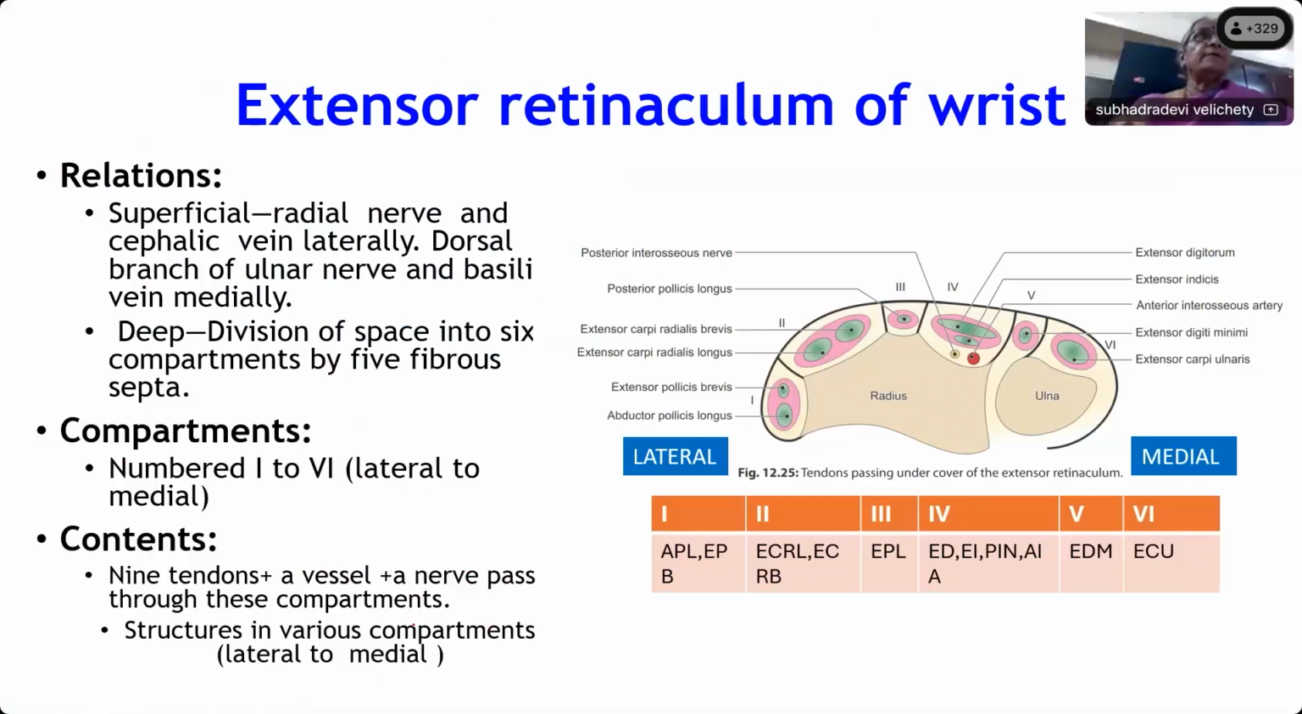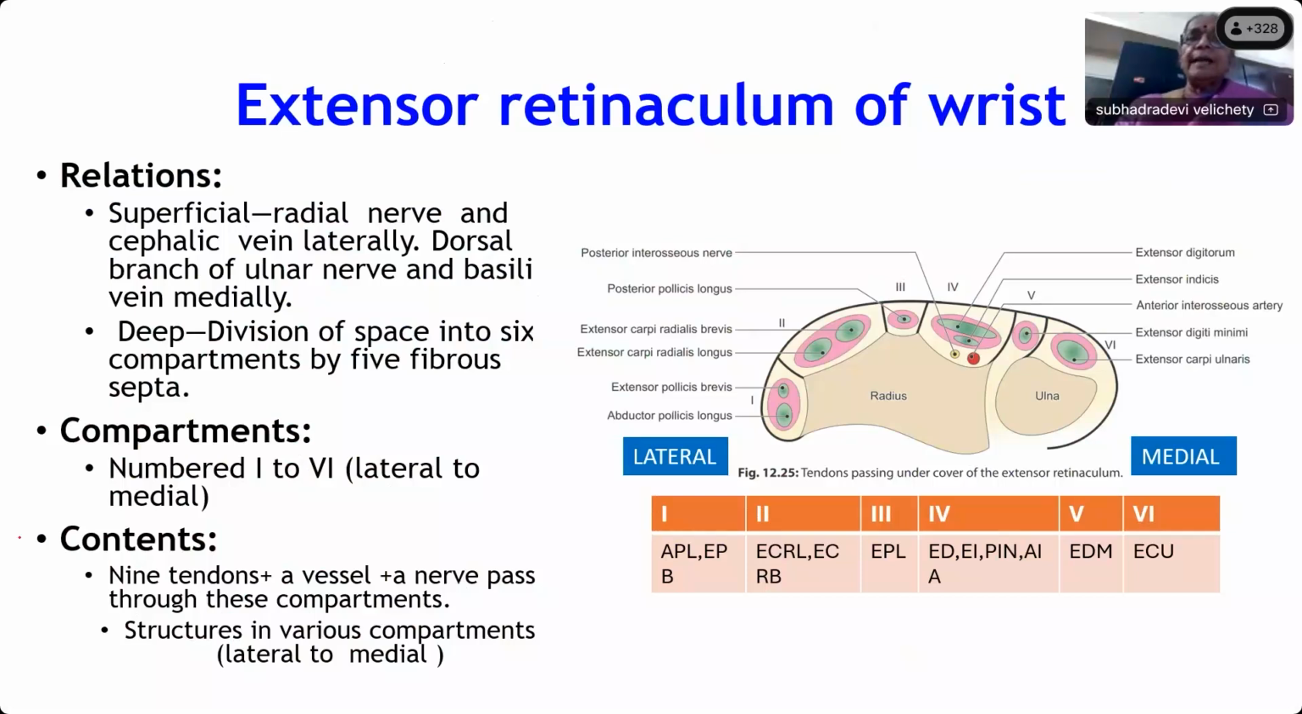Then similarly, if you see the extensor compartment, the retinaculum of the wrist, what will be missing is the direction. See, if you put lateral and medial, from lateral to medial, what are all the compartments, and how many in number in each compartment? That has to be there, and you have to correlate with it.